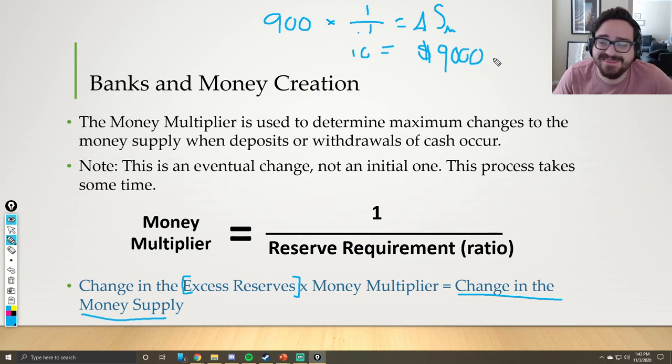is $9,000, meaning when you deposit $1,000 into the bank, in theory, at maximum, it's the max. It's just not going to necessarily happen to this level, but it can happen to this level. The money supply could increase by as much as $9,000.